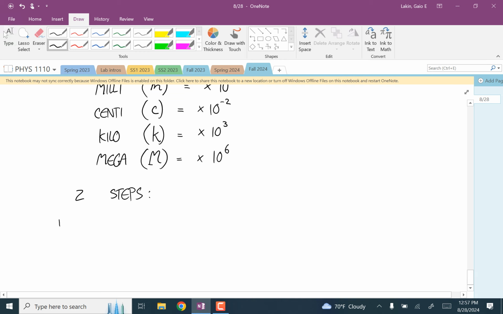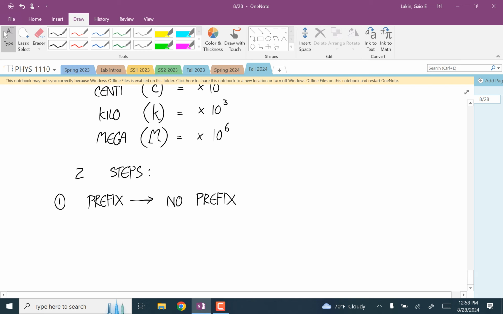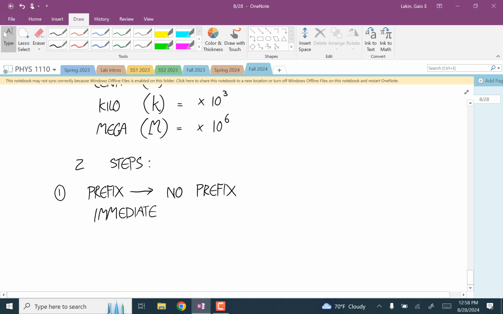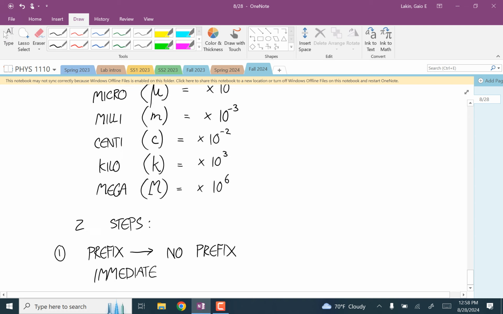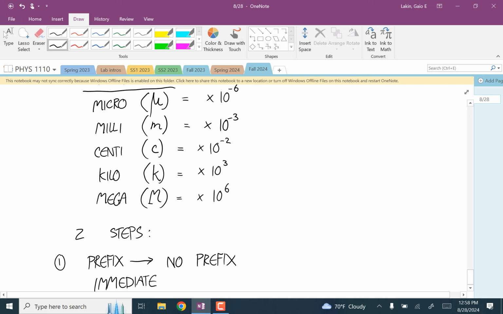The first way you can go is from something with a prefix to something with no prefix. This is the easiest one. This is immediate. All you do there is replace the prefix with the mathematical meaning I gave you.